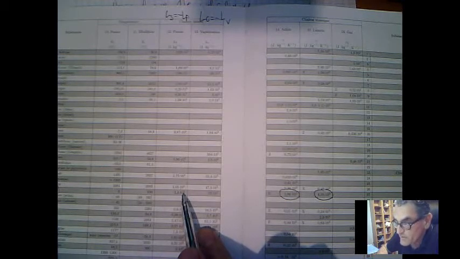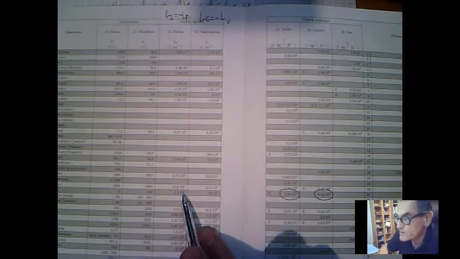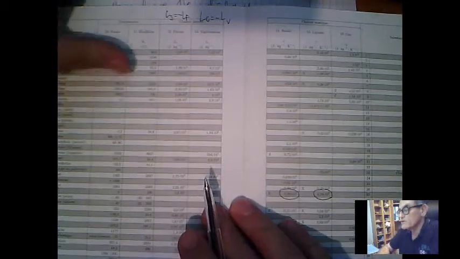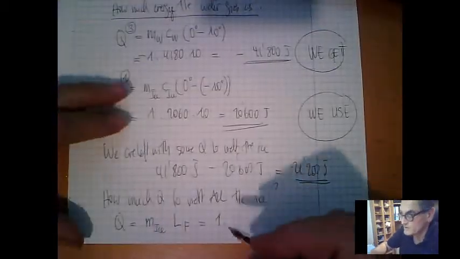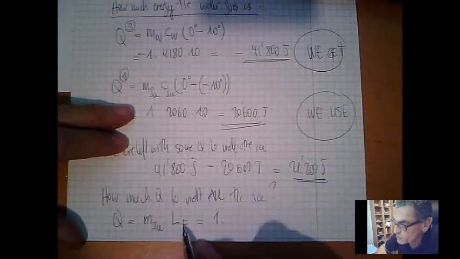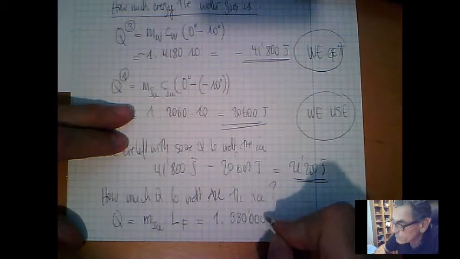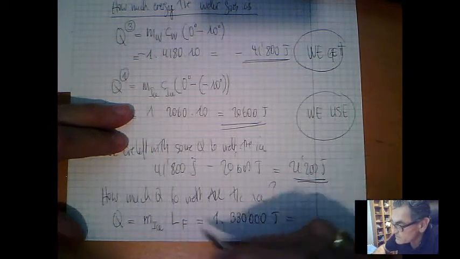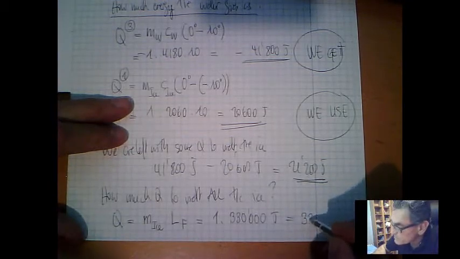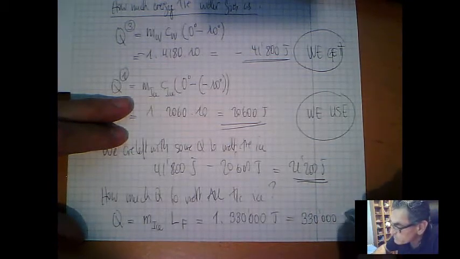Here we want to melt the ice, so we need to take the latent heat for fusion, and the latent heat for fusion for the water is given here: 3.3 times 10 to the 5. You see, it's a very big value. Okay, it takes a lot of energy to transform a solid into a liquid, or a liquid into a gas, much more than to heat up the thing. So we said the mass of ice is 1, the latent heat of fusion is 330,000 joules. Okay, and 1 times 330,000 is approximately 330,000.